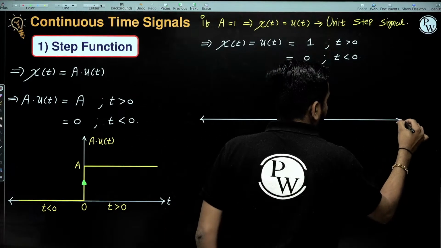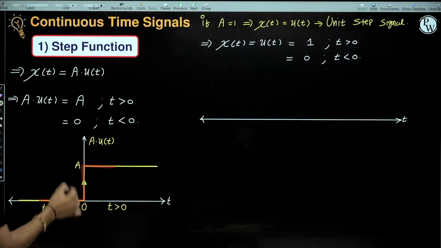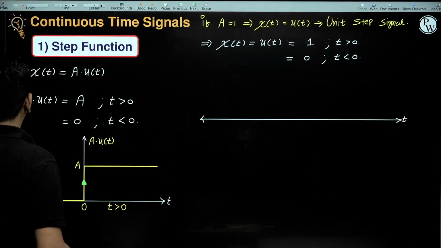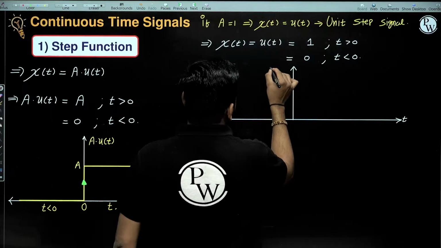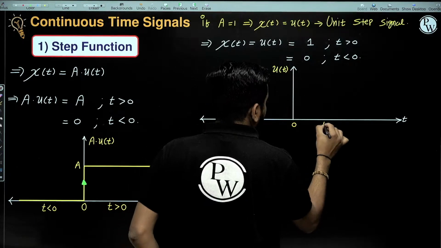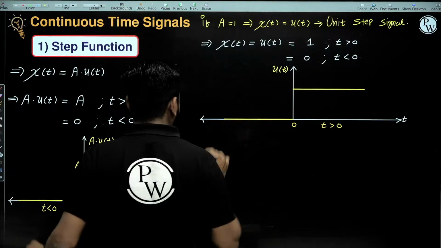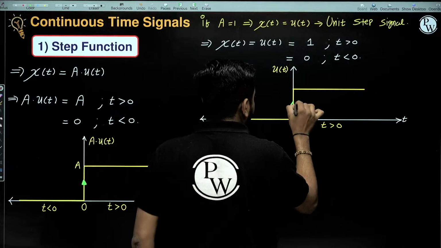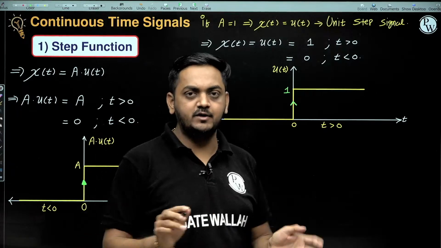There is a sudden change. Here you can see there is a step. So that's why it is called a step function, guys. You can see there is a step at t equal to 0. It looks like a staircase or step. That's why the name step function. So graphically it will be like this. This is u of t. For t greater than 0, amplitude is 1, and for t less than 0, amplitude is 0. Again at t equal to 0, there is a sudden change in amplitude. Amplitude is 1, so it is known as unit step function.